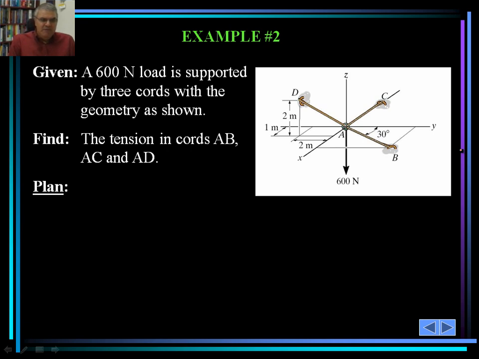Example 2, given is a 600 Newton load that is supported by 3 cords with the geometry as shown. Point A is connected at 3 points C, D, and B to 3 different points in space. They are shown as such, and we would like to determine the tension in cords AB, AC, and AD to go ahead later and design them accordingly. So AD, AC, and AB is given.